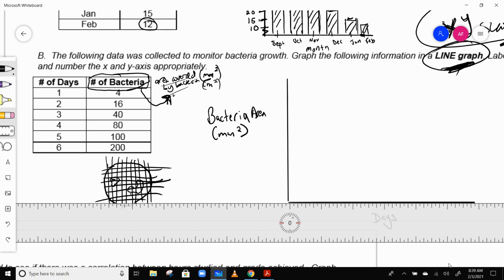Okay, and you include the units in parentheses next to or underneath the axes title. Does that make sense, Yenhan? Okay. Yeah. Sorry if I confused you there. Okay.